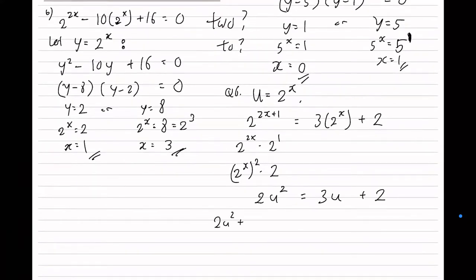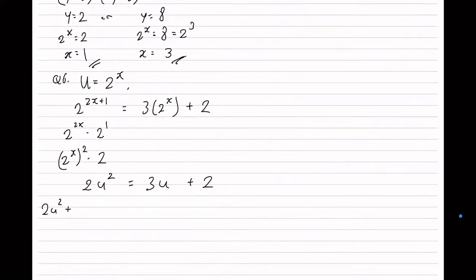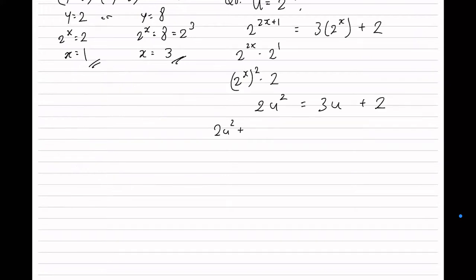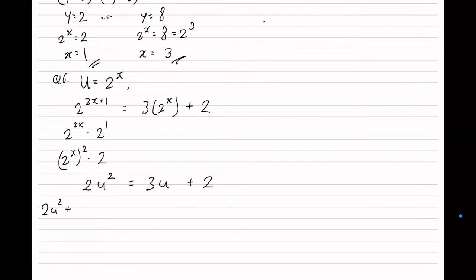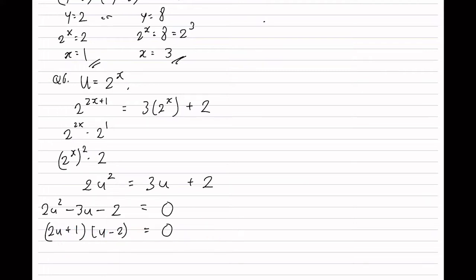Let me just move everything to the one side as well. 2u square minus 3u minus 2 equals 0. Calculator, don't need to think, just use calculator. 2u plus 1, u minus 2. Is it correct? Yep. So u equals to 2 or u equals to negative half.